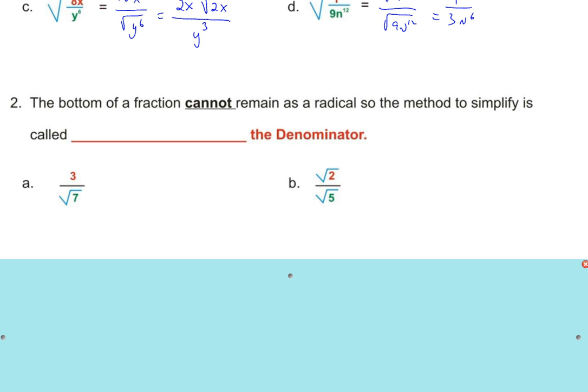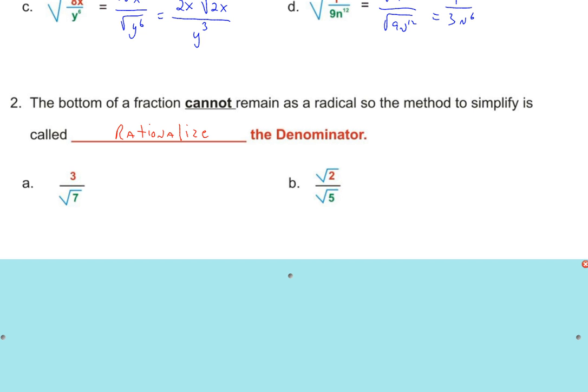And the method to do that is called rationalizing the denominator. So I'm just going to say rationalize the denominator. R-A-T-I-O-N-A-L-I-Z-E. Rationalize the denominator. You'll hear me say that a lot. Hey, don't forget to rationalize the denominator. Oh yeah, in this situation we have to rationalize the denominator.